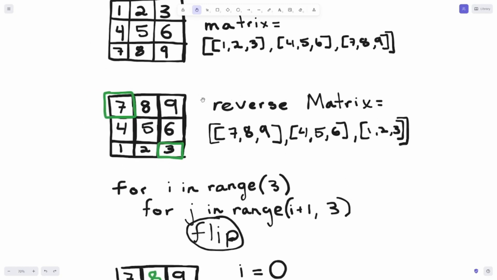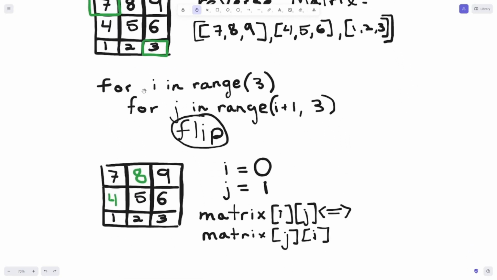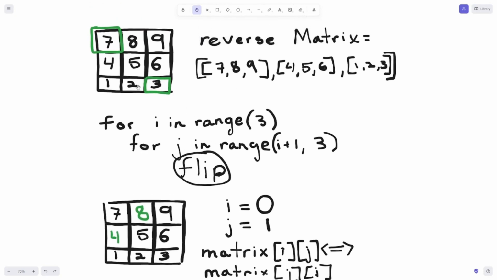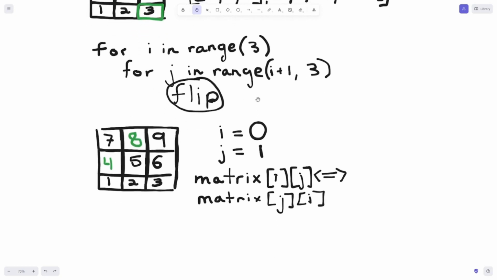After we have reversed the matrix, we can now flip the individual cells by the following pseudocode: for i in range the size of matrix, and for j in range i plus 1 to size of matrix, we flip those values. What does this mean? Well, essentially, since we have reversed the matrix, the cells are approximately 180 degrees rotated. So now we have to compensate by flipping negative 90 degrees to make up for the 90 that we have over-rotated, making it just the same as rotating 90 degrees.